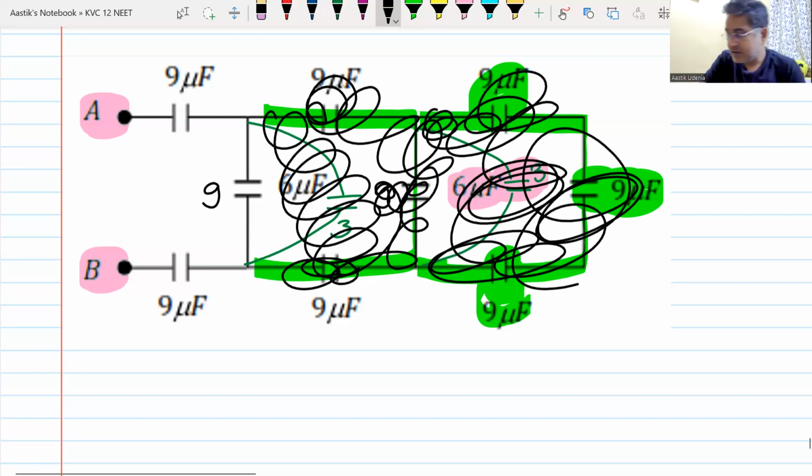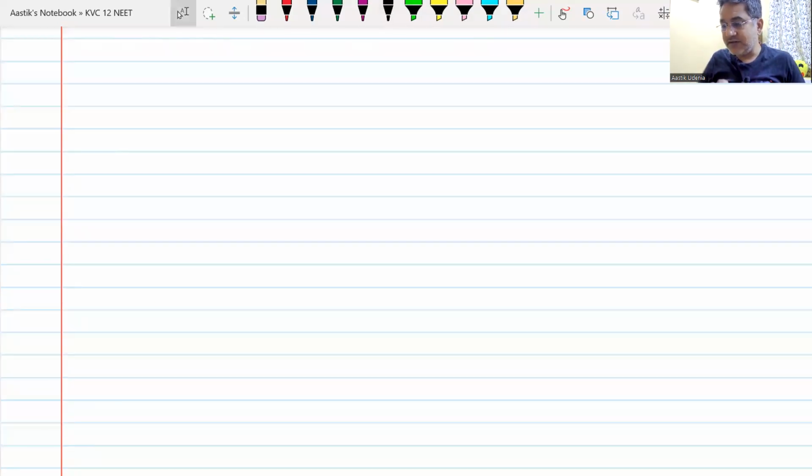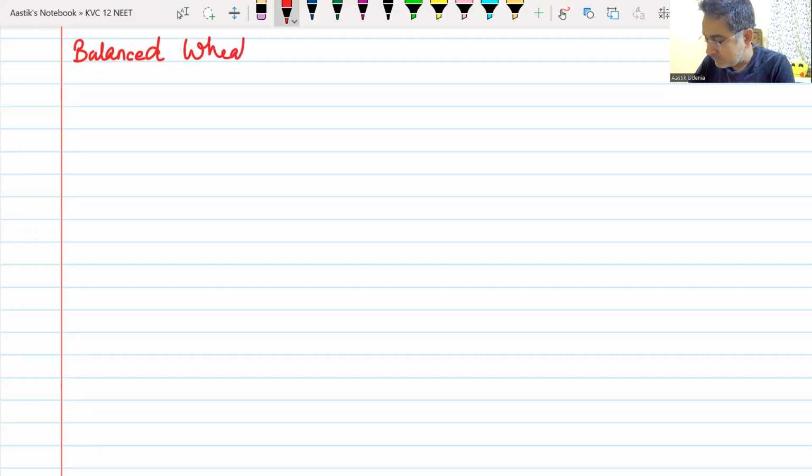Yes? Now, moving on to the next question will require that we understand one more small concept, and that small concept is known as a balanced Wheatstone bridge. Have we discussed this balanced Wheatstone bridge before? This concept is known as the concept of balanced Wheatstone bridge. Now, what is this concept of balanced Wheatstone bridge?